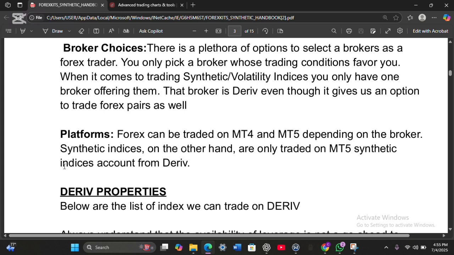If you don't know what MT5 is, you can go on your Play Store and type MT5. It will bring it out, then download it, because that is the platform you'll be using to trade the synthetic indices.